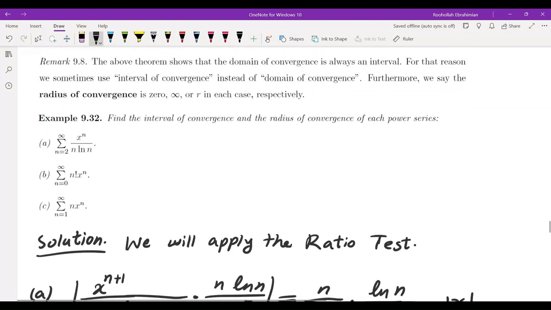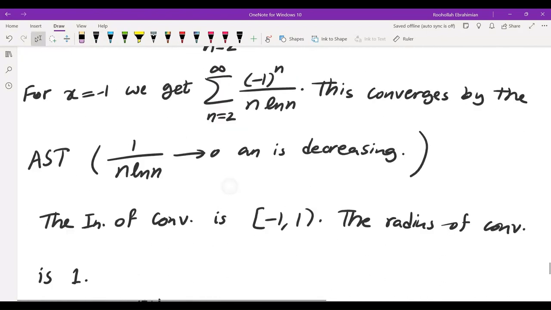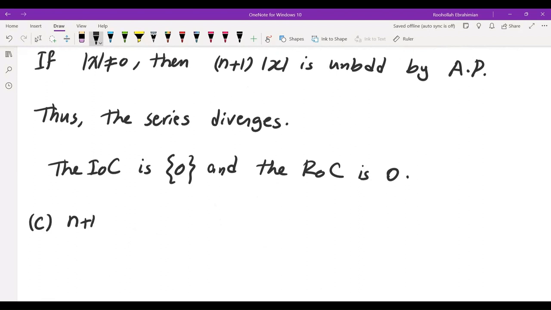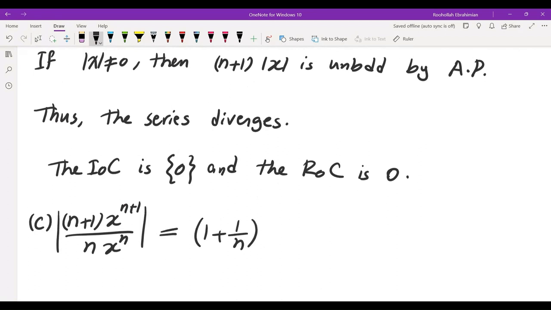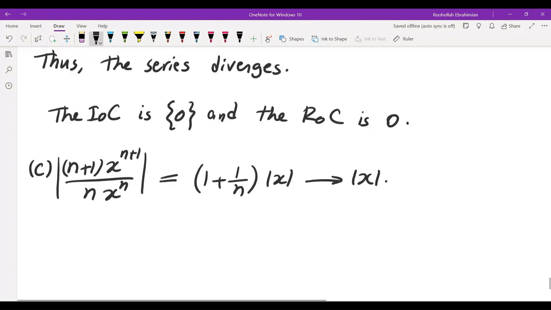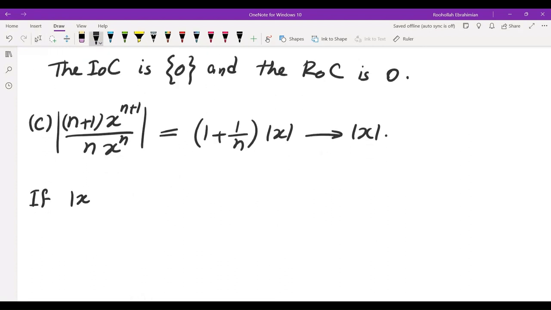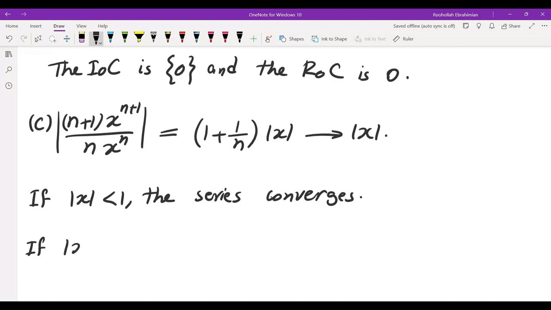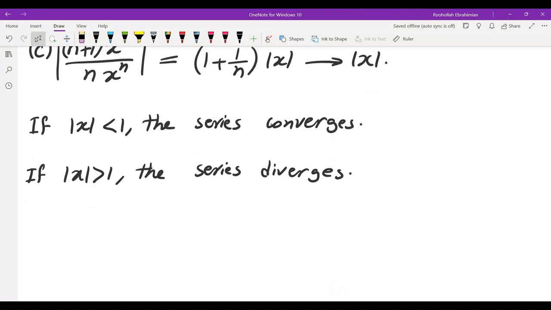Finally, the last example is n, x to the power of n. So if you look at n plus 1, x to the power of n plus 1 over n, x to the n, it is 1 plus 1 over n times absolute value of x. And 1 over n approaches 0, so this approaches absolute value of x. So same idea again. If absolute value of x is less than 1, this series converges. And if absolute value of x is more than 1, this series diverges. So we'll have to see what happens if absolute value of x is equal to 1.